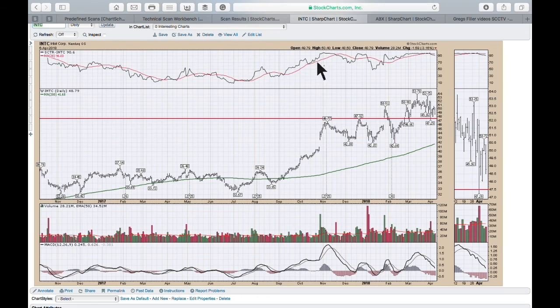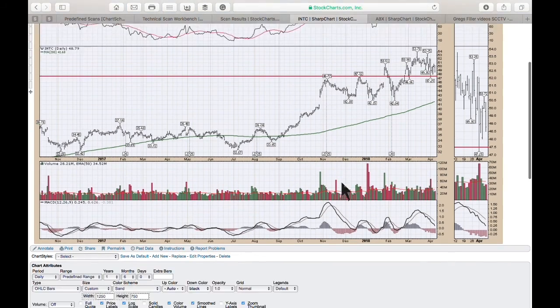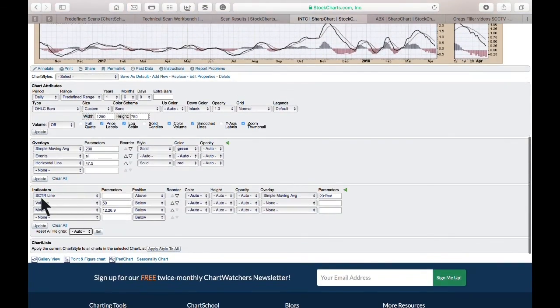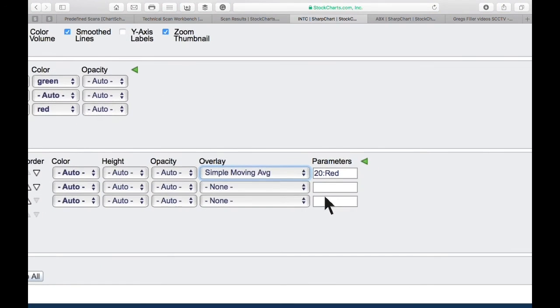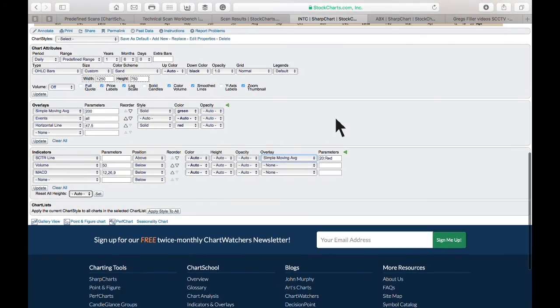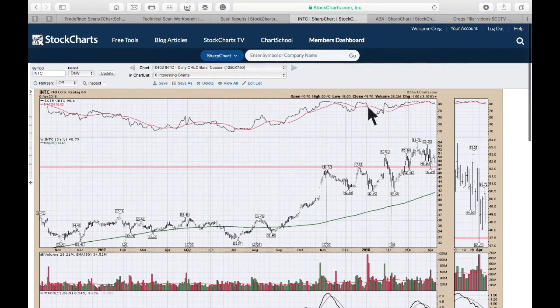Here's how to add a moving average onto your indicators. Scroll down to the indicator section and use an overlay, picking simple moving average. Then you can specify the period, and if you use a colon symbol, you can also pick the color that you want to go with it, and then that'll place that right on top of your indicator like that.